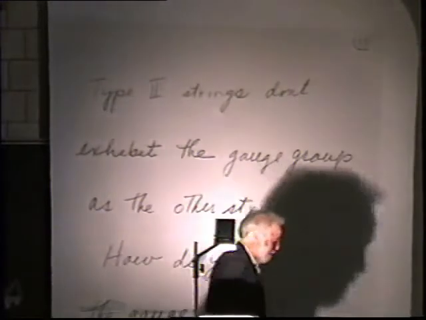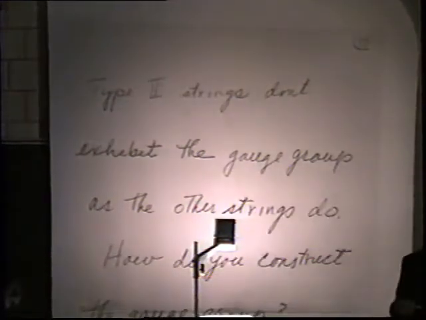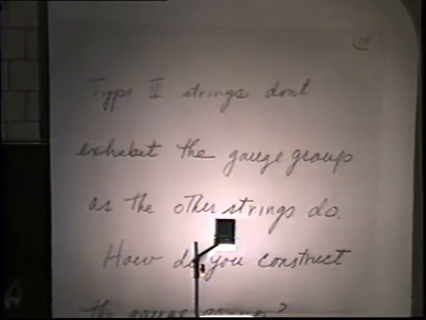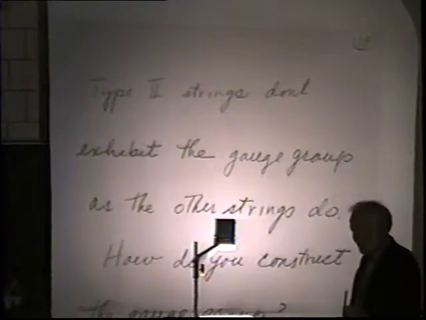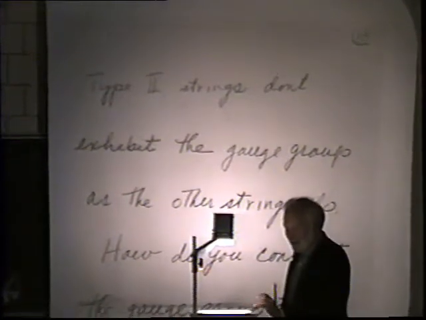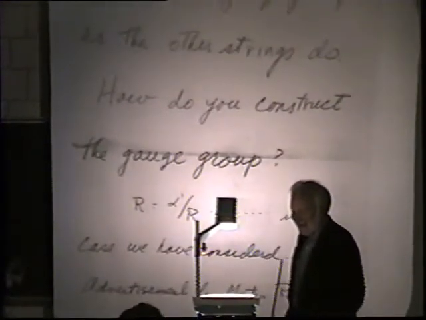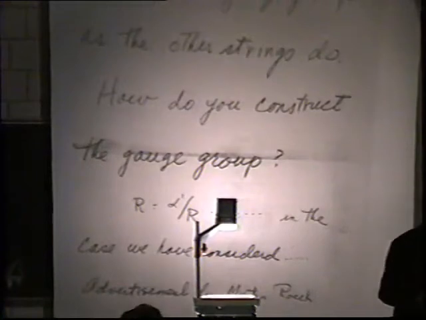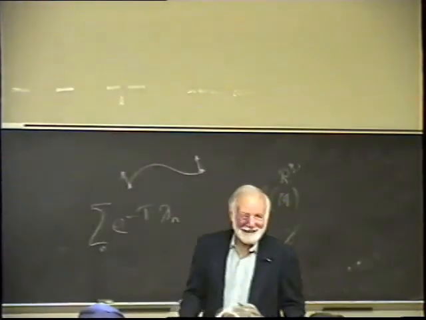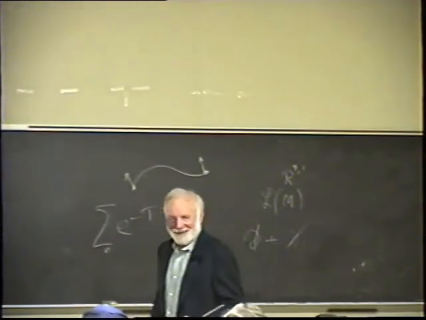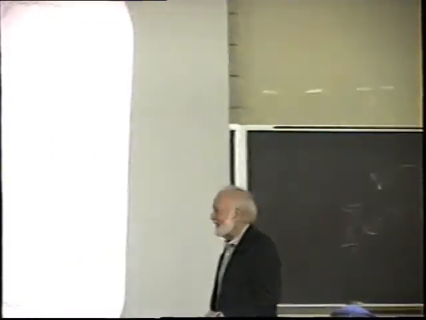Now the question I raised earlier, the type 2 strings don't exhibit the gauge group, but the other strings do. How do you construct the gauge group? Well, we can't do it here. We just don't have the machinery. So what I'm about to say is an advertisement for Martin Roczek. And this is an introductory lecture to his explaining to mathematicians over the next year how to do that.